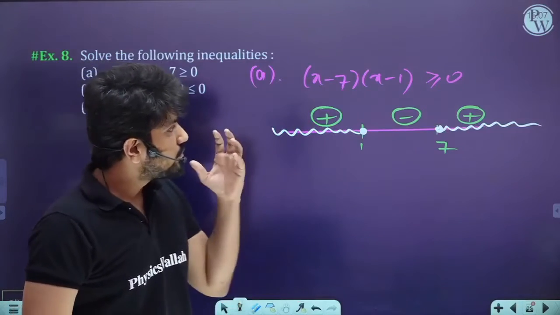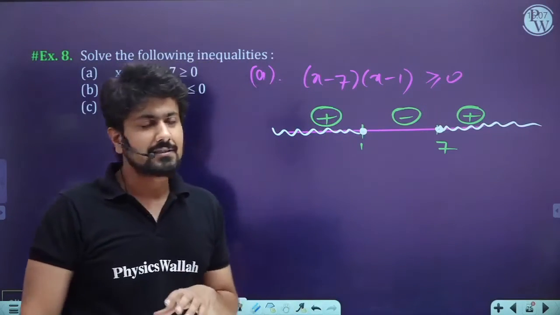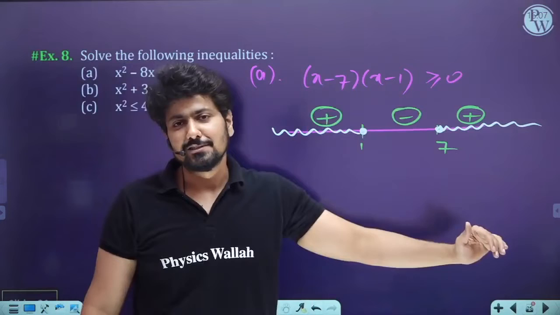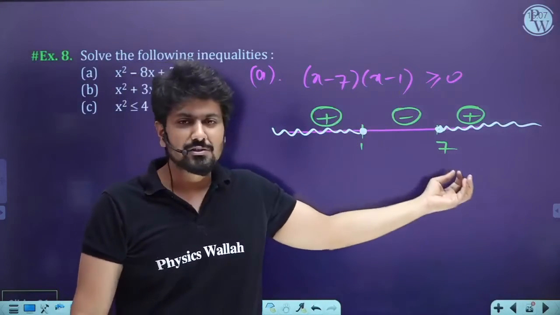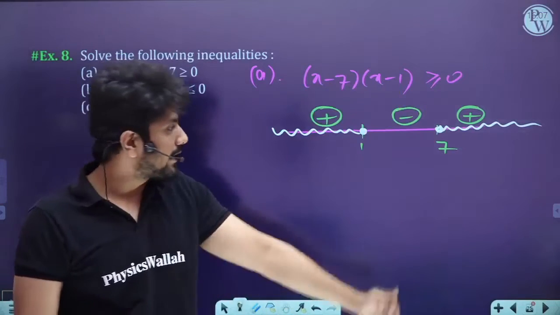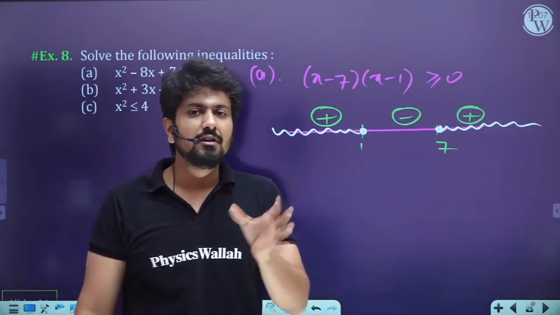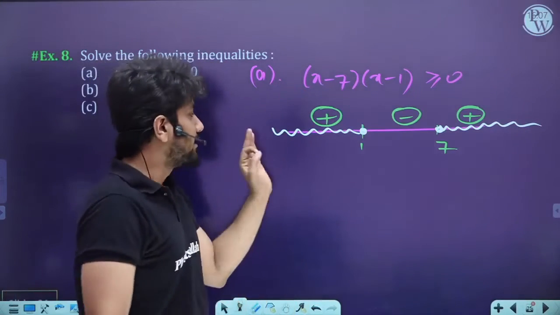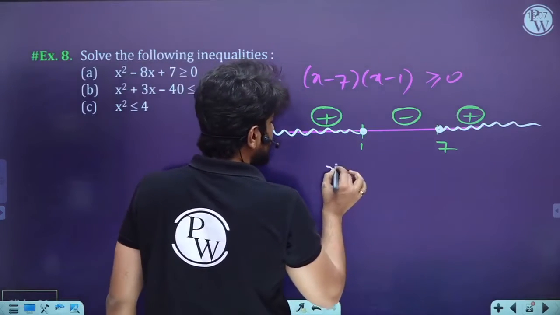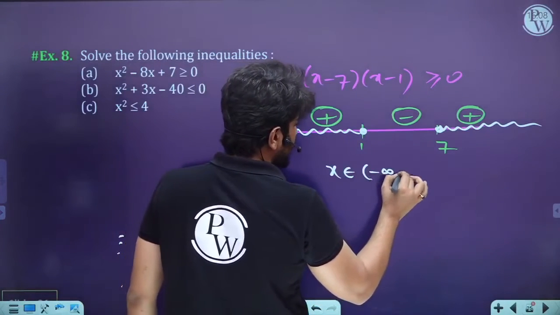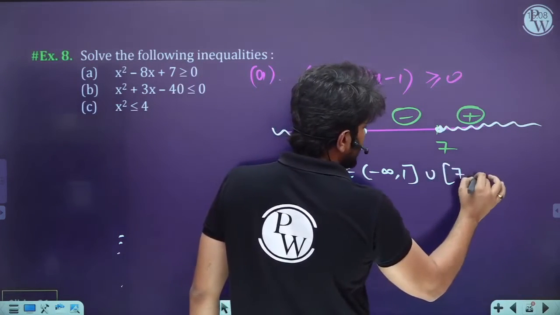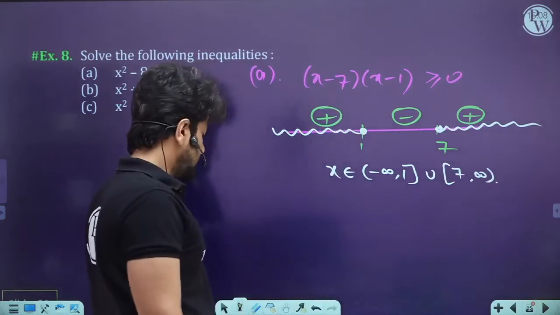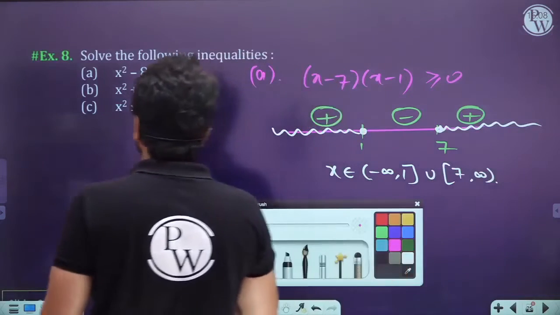Because they are also looking for those values of x where it becomes equal to 0. So it becomes equal to 0 at x is equal to 1 and at x is equal to 7. So we can include that. So basically in this question we will be using close bracket. So x belongs to minus infinity to 1 close union close bracket 7 to infinity. That's our answer for this question.